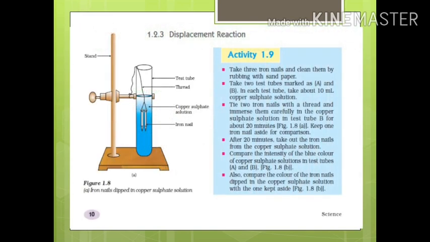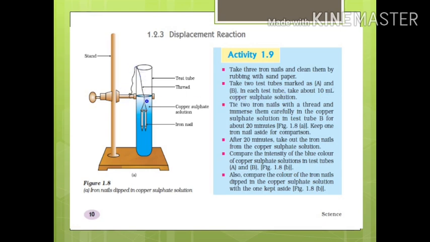Let us look at the textbook now. We were discussing the displacement reaction. This textbook starts with an activity. Take 3 iron nails and clean them by rubbing with sandpaper. Take 2 test tubes marked A and B. In each test tube, take about 10 ml of copper sulfate solution.